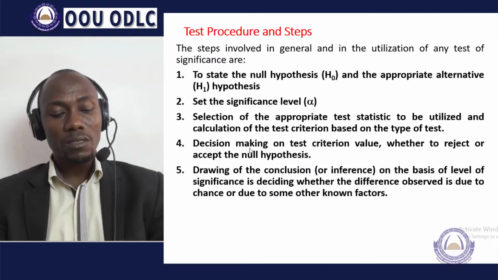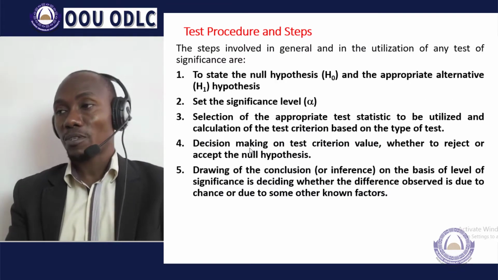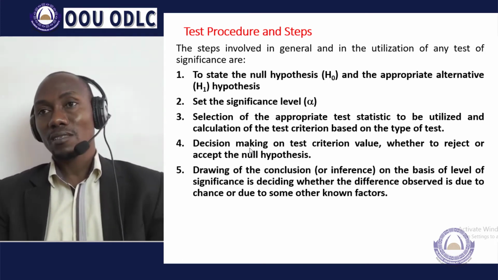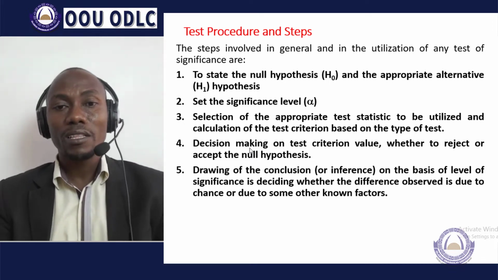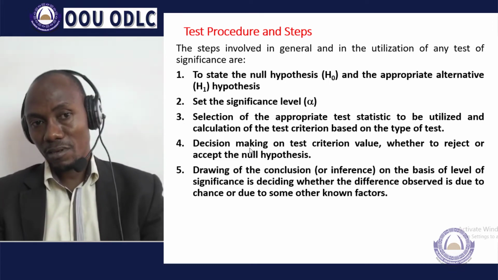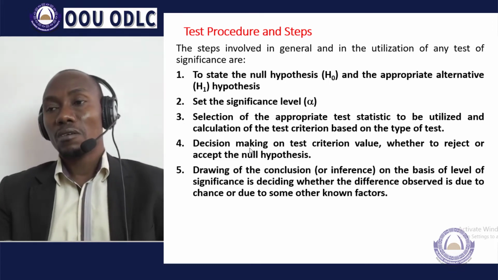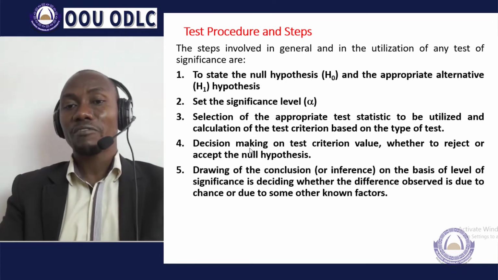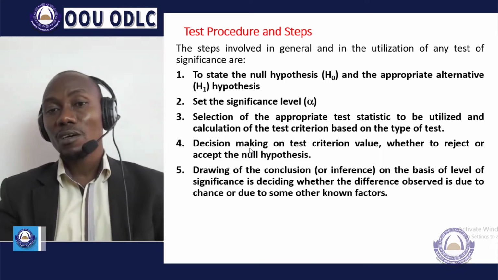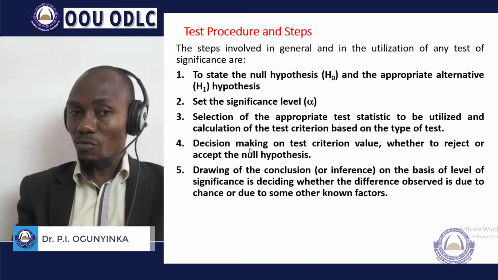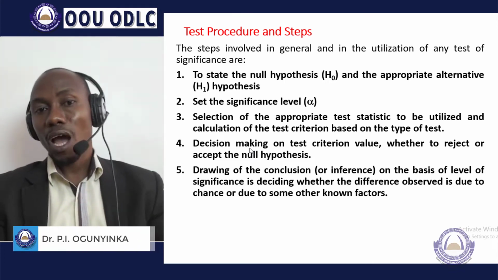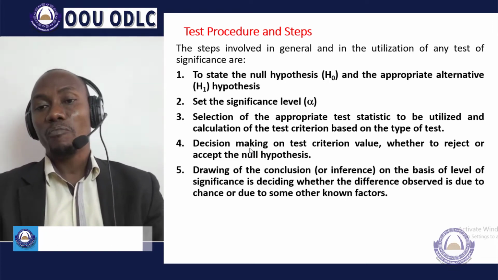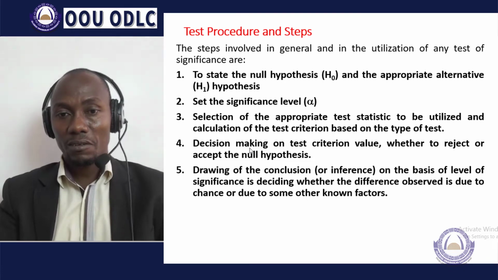Procedures for conducting statistical hypothesis testing. 1. State your null hypothesis and write down your alternative hypothesis. 2. State the significance level. It is very important you state the significance level before you proceed to the test statistic, which is in step 3. You have to know the appropriate test statistic you are using based on conditions on ground.